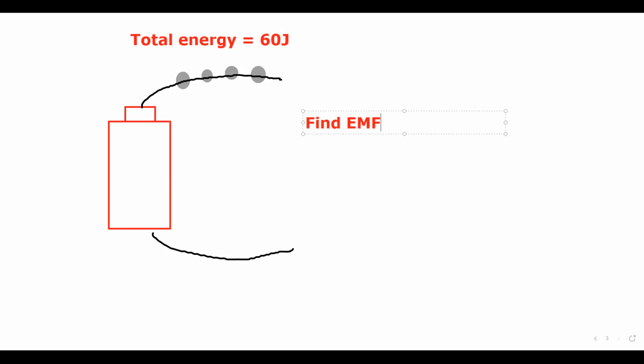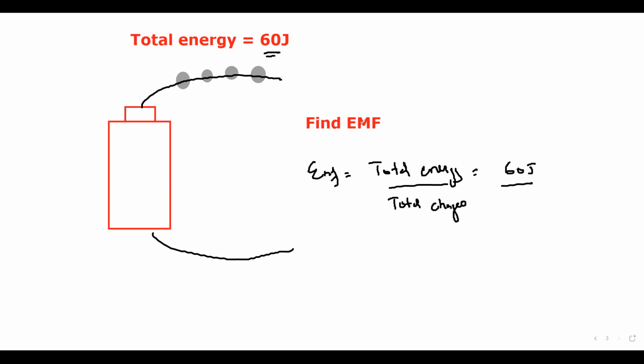electromotive force. So how to calculate the EMF? It's the total energy which is supplied by the battery divided by the total charges. The total energy supplied by the battery is 60. And the total number of charges coming out is 4. So 60 divided by 4, what will we get? We will get 15 joules per coulomb. We can also say 15 V, 15 volts.